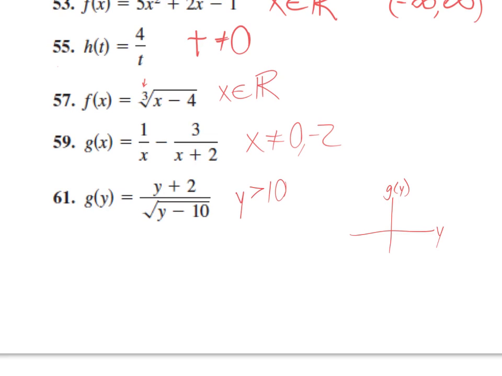Any questions? Do we understand what we're doing so far? Okay? So listen, you should be able to pick out the domain if you were given a graph or if you were given the actual function.